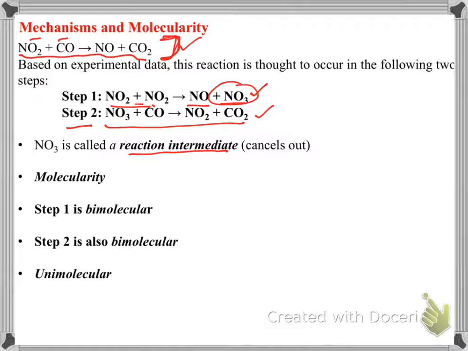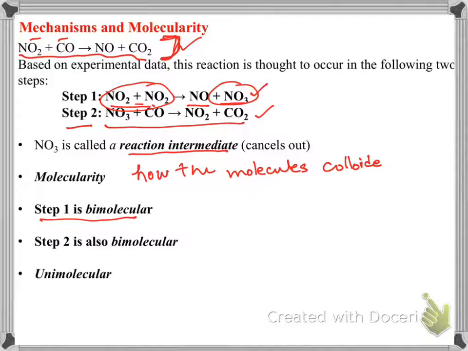So molecularity is the proper term for how the molecules collide in a reaction. Now, step 1 is bimolecular. Why? Because it involves the collision of two molecules. Step 2 is also bimolecular for the same reason. Unimolecular reactions involve only one molecule in the reactant.